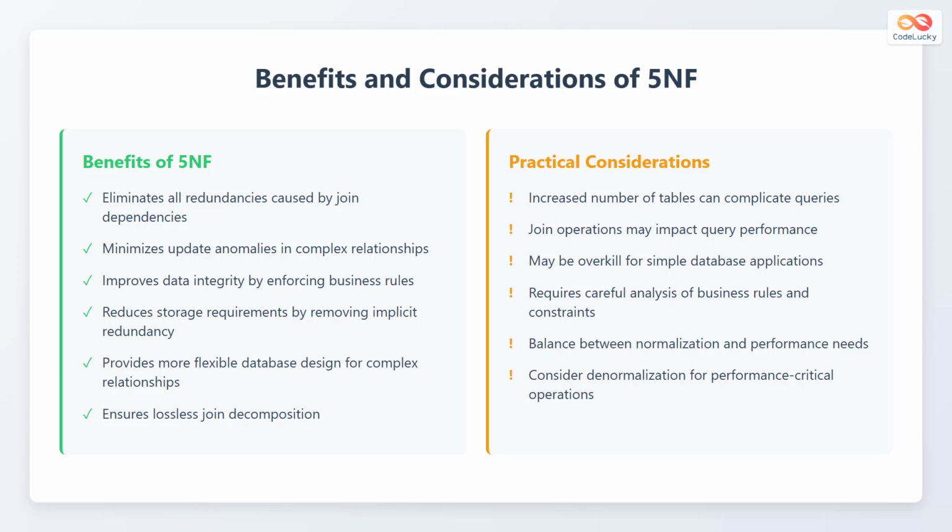Increased number of tables can complicate queries. Join operations may impact query performance. It may be overkill for simple database applications. It requires careful analysis of business rules and constraints. We need to balance between normalization and performance needs, and we can also consider denormalization for performance-critical operations.